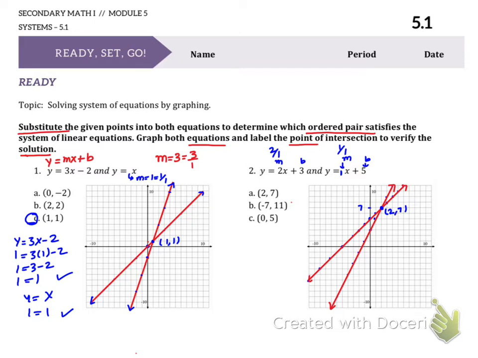So you can check it. When you substitute into y equals 2x plus 3, that's 7 equals 2 times 2 plus 3, 7 equals 4 plus 3, 7 equals 7. So that's correct for the first equation, and the same thing I can do with the other one.